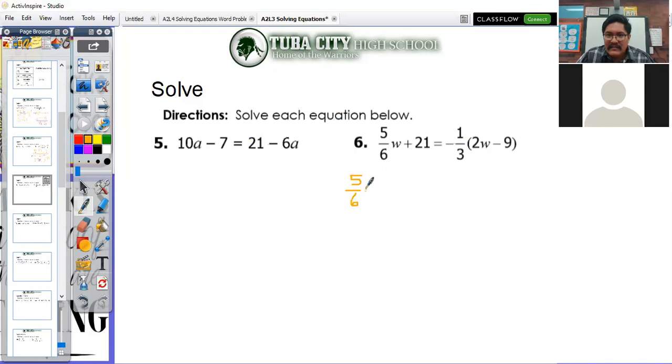5 over 6 W plus 21 equals negative. Now I'm going to have to multiply this number by a third, so you can always turn them into fractions by putting a 1 underneath them. And multiply top number to top number, so 1 times 2, 3 times 1. Don't forget the W. Minus, and then 9 times 1 is 9. And 3 times 1 is 3.